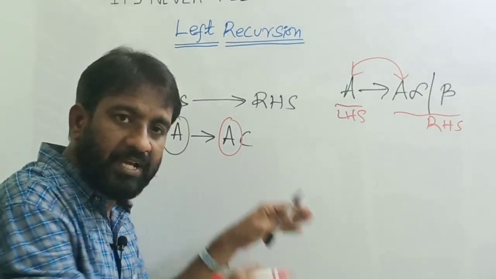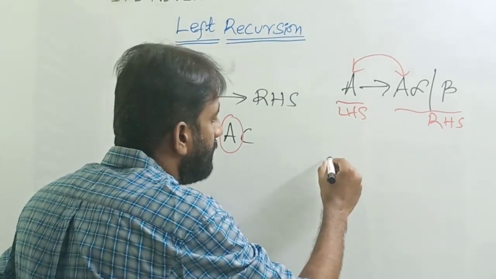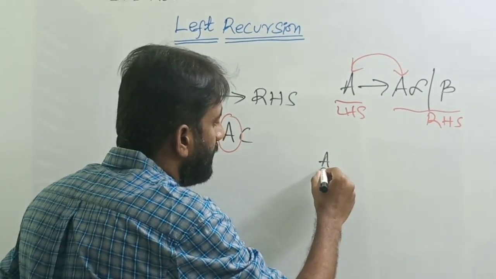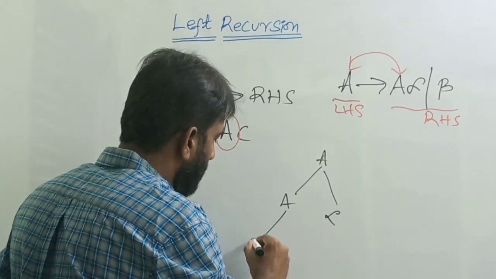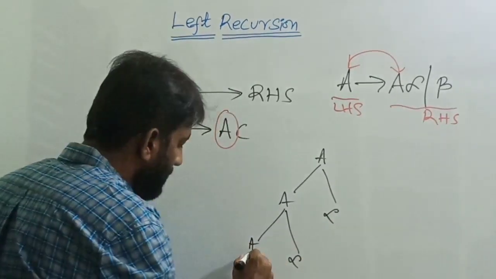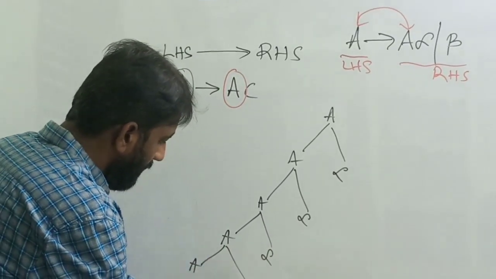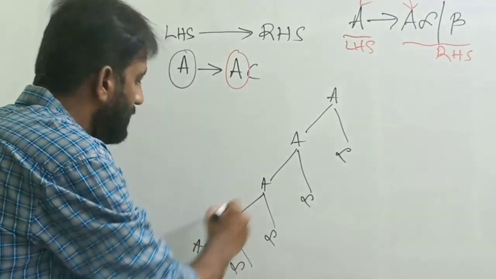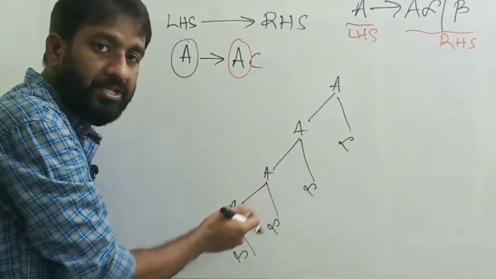Okay, so if you derive this, how the parse tree looks like: A can be replaced with A alpha. Now A can be replaced with A alpha again, and again, and again. This is what? The leftmost derivation tree. See, this is the left recursion grammar. This is how the tree is generated.